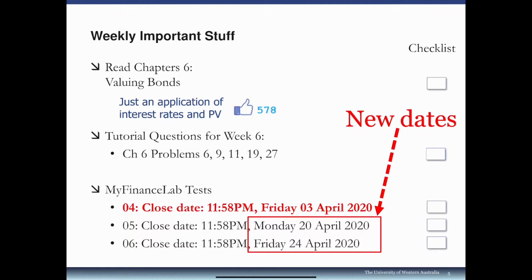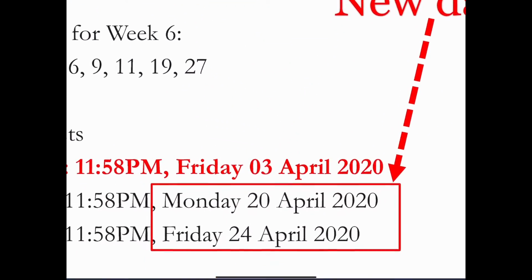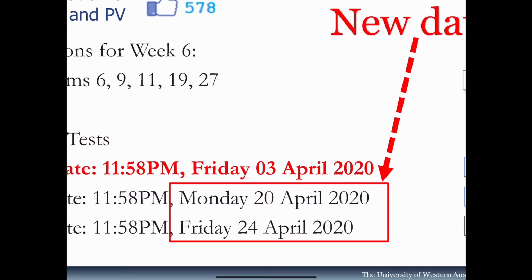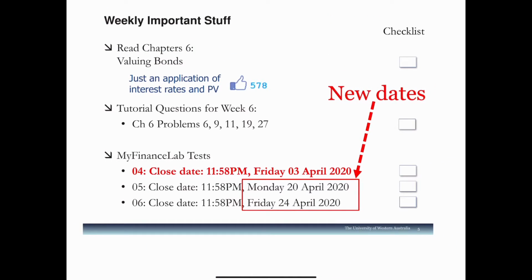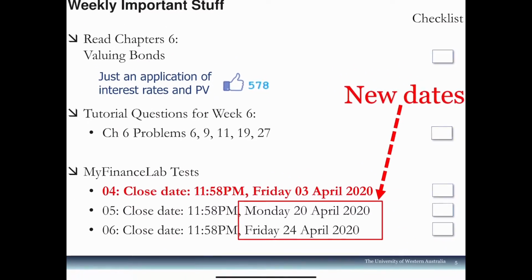Please note that with the new non-teaching weeks, we have changed the due dates for MFL test 5 and 6. So here you can see that there's a new date. Oops, go back. New date. Over here, here's a new due date, right? Simply put, you now have more time to complete test 5 and test 6 than before, and you are better off. So please don't freak out whenever you see there's a red box around them. All right, just need to be careful. You have to finish them, all right?